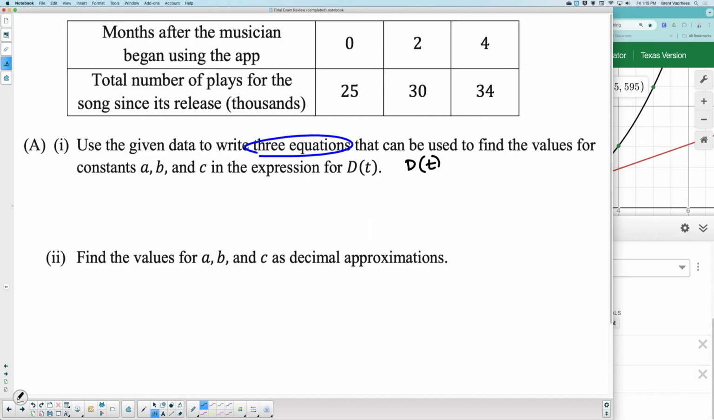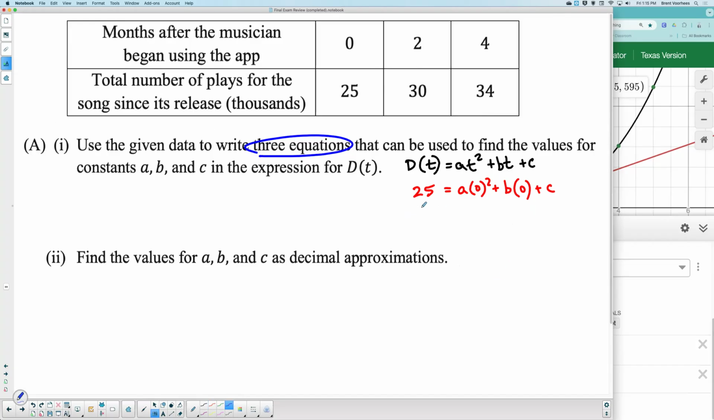They told us on the previous slide, d of t is a t squared plus bt plus c. How would you write three equations? Plug in values. What's the first d of t? 25. 25 equals a times 0 squared plus b times 0 plus c, which ultimately means c would be 25 because those would cancel out.